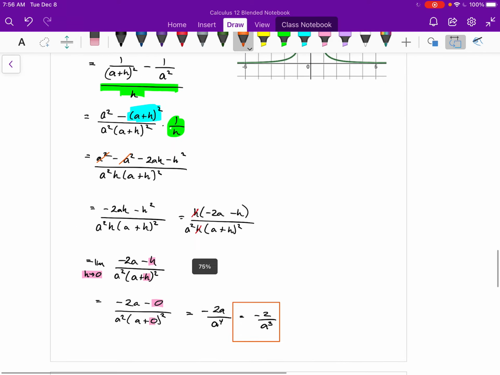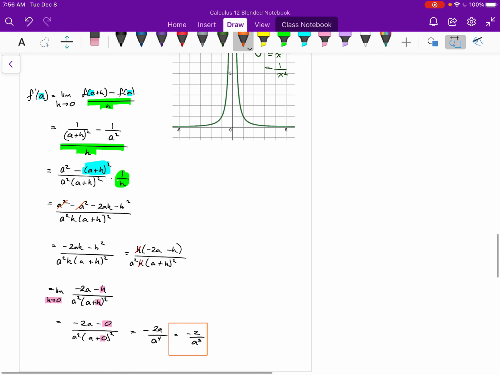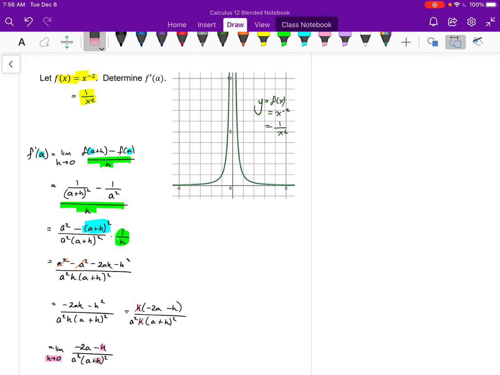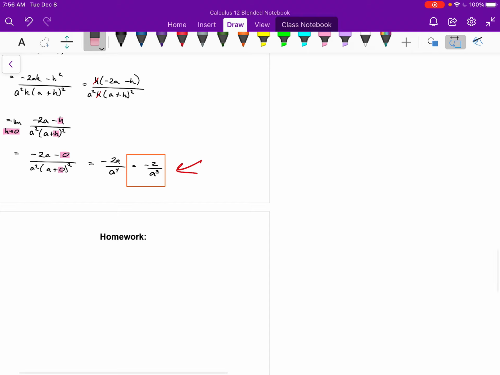And so if I look back at this function, if I wanted to find the slope at any given point, I don't know, right there at 3, I just substitute a with 3. Negative 2 over 3 to the power of 3, so negative 2 over 27 is the slope at that point right there. And notice the only point where I can't find the slope for this particular function is at 0, because there's a vertical asymptote there. And notice my derivative, if I replace a with 0, I'm dividing by 0.